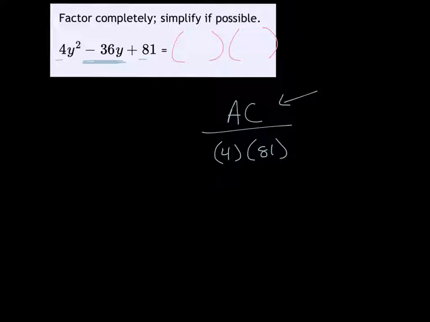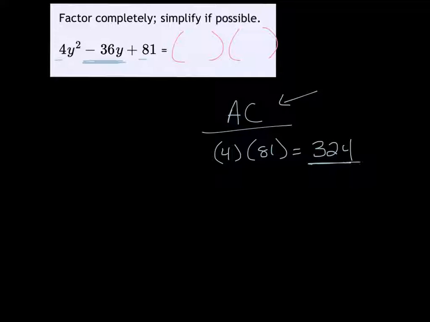All right, so the AC method, what do we do? It starts by attacking this middle term, and then it incorporates factor by grouping. The first thing we're going to do is multiply the A coefficient and the C coefficient. That's where the name AC method comes from. So we do 4 times 81, and that gives us 324.